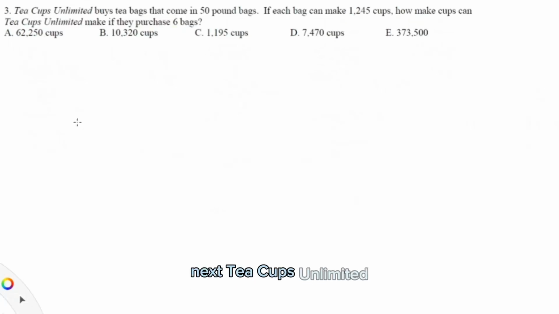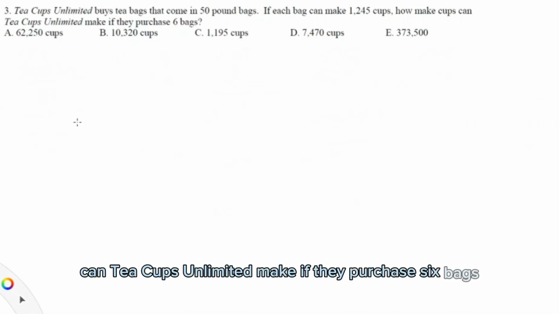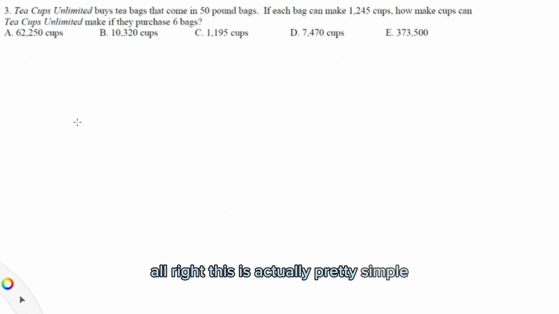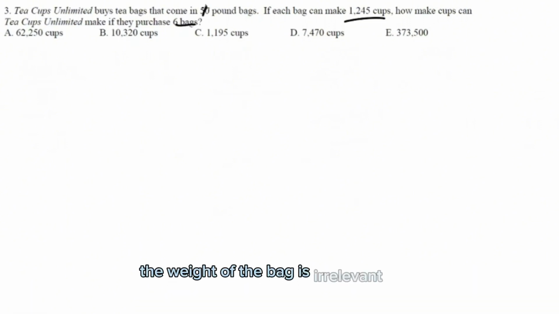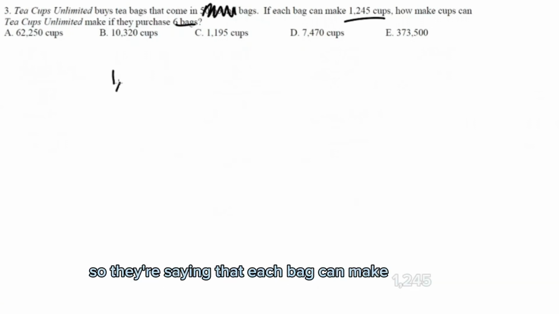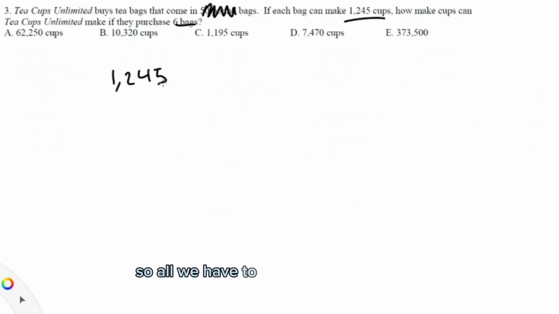Next, Teacups Unlimited buys tea bags that come in 50-pound bags. If each bag can make 1,245 cups, how many cups can Teacups Unlimited make if they purchase 6 bags? Alright, this is actually pretty simple. First off, since we're just seeing how many cups can be made with how many bags, the weight of the bag is irrelevant here, so we don't need that. Each bag can make 1,245 cups, and they're getting 6 bags. So all we have to do is multiply 1,245 times 6.